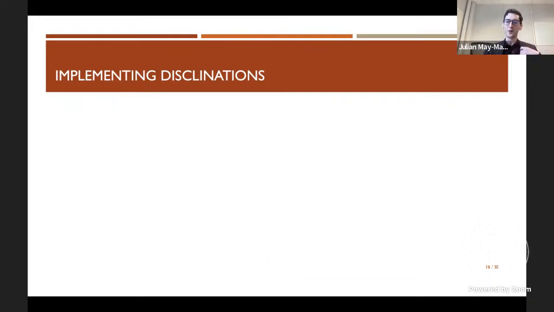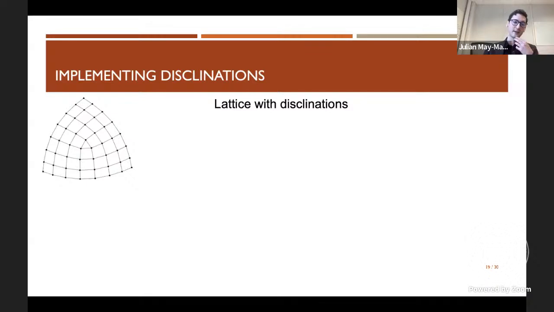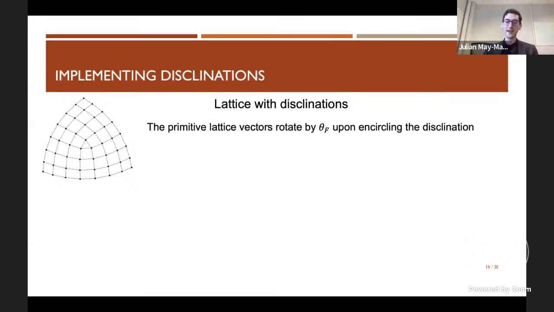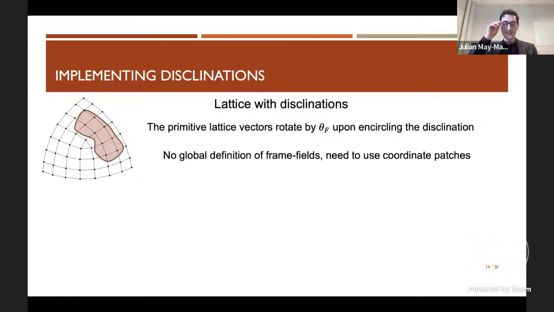So now we've set the stage for the perfect lattice. We can now consider a lattice with disclinations. And here, it's useful to think about this disclination as being a point. If we take the primitive lattice vectors around the point, they're going to rotate by the Frank angle θ_f upon encircling it. Because we rotate our lattice vectors when we go around the disclination, we can't have a global definition of them or of our frame field. And so we're going to have to use instead a coordinate patch or some sort of a local definition, for example, this red region right here.